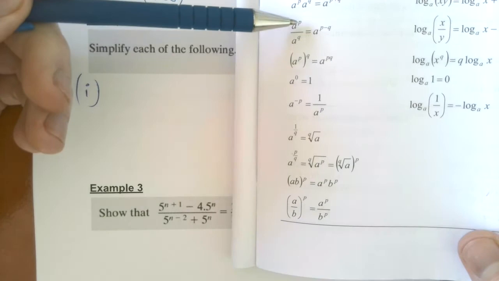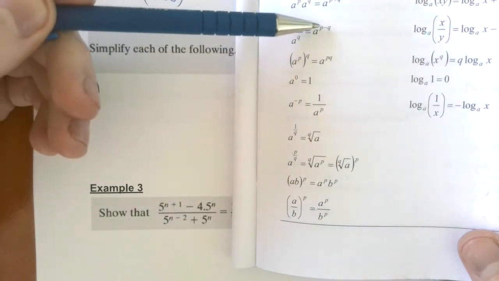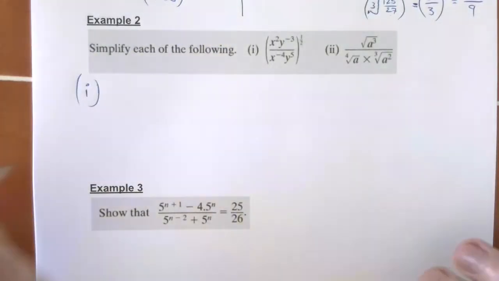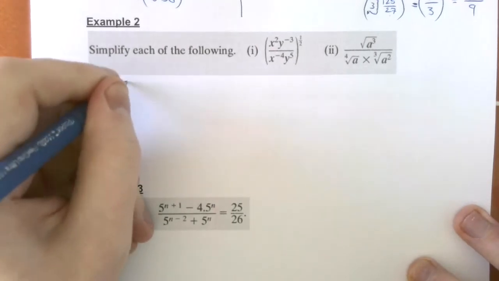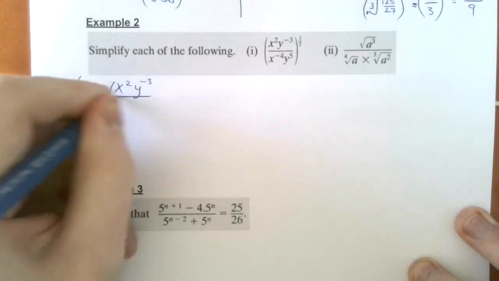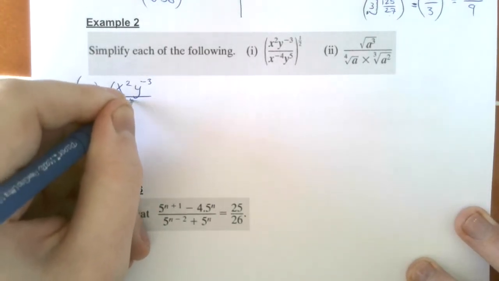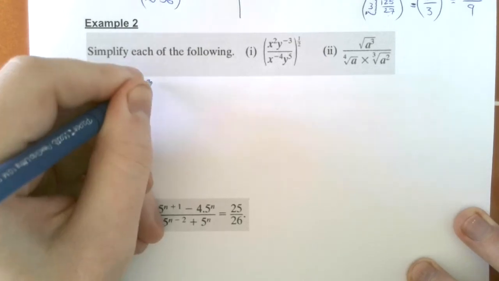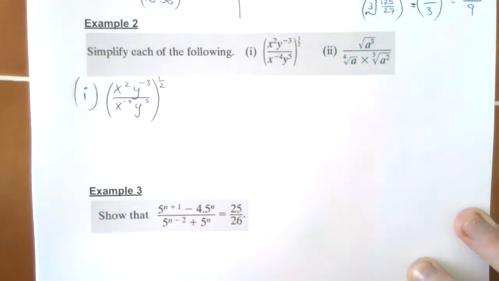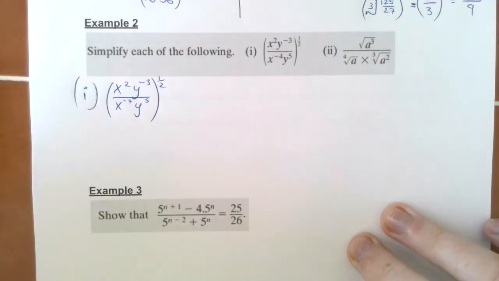When dividing a to the power of p over a to the power of q, you take the powers away from each other. So looking at this first example, where we've got x squared y to the power of minus 3, all over x to the power of minus 4 y to the power of 5, all to the power of a half, we're going to work on the inside part first of all.